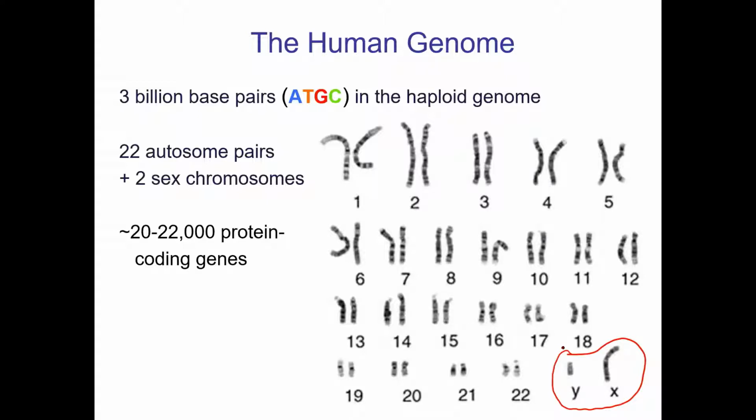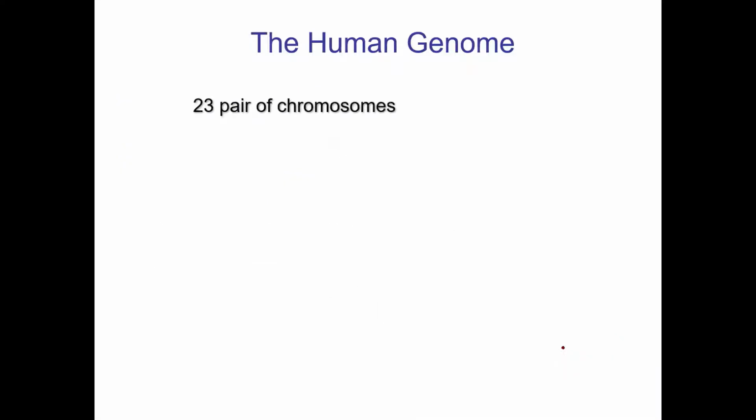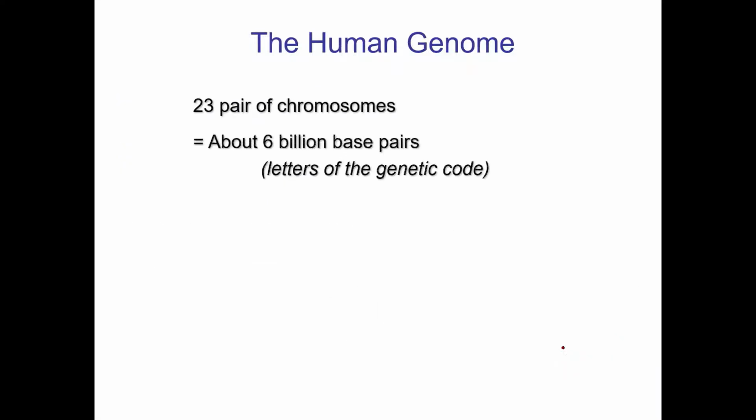So I kind of want to talk about how big this genome is. I find this really, really fascinating, how much information is built into a genome. You take a look at that, it says 3 billion base pairs in the haploid genome. So that means your full diploid genome is about 6 billion base pairs. That's a lot of information. So what is in that information?